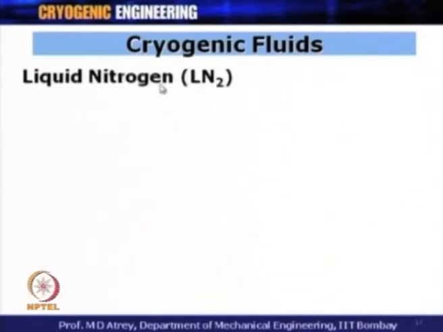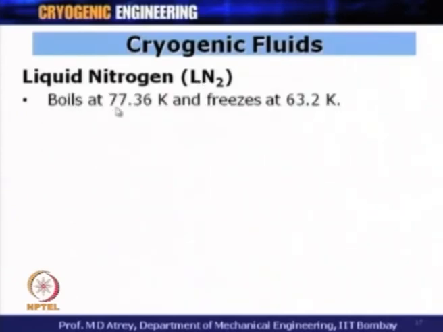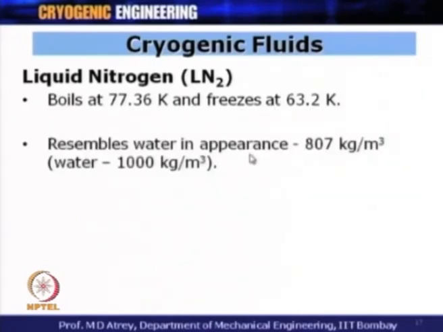The next important one is liquid nitrogen, which is very widely used. It boils at 77.36 and freezes at 63.2 Kelvin. It resembles water in appearance, with a density of 807 kg per meter cube. This is very important. If I compare the density of nitrogen with water, water is approximately 1000 kg per meter cube, and you can see nitrogen is around 807 kg per meter cube, which is very comparable with water.